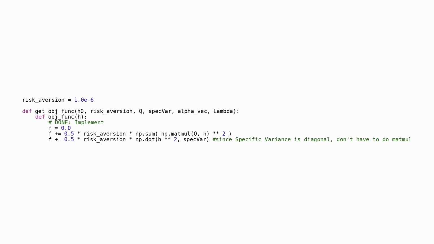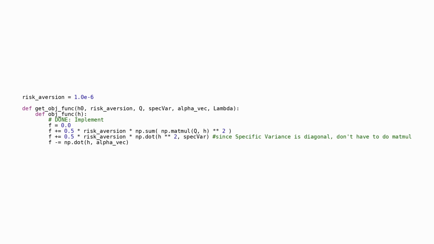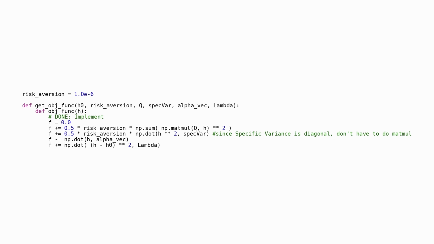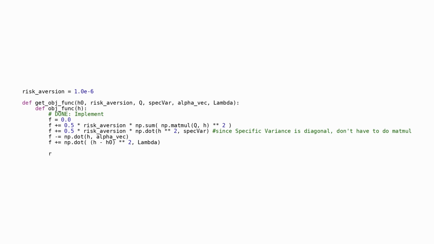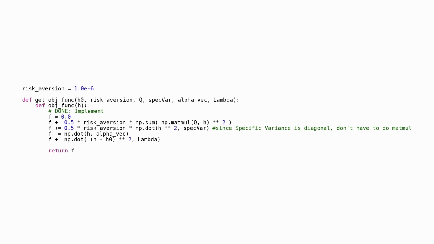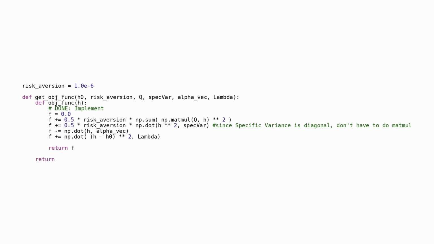In summary, the code sets up a function that, when called with a certain portfolio weight vector h, will calculate the expected risk-adjusted return of the portfolio, taking into account both the covariance of assets and their specific risks, and also encouraging solutions close to the initial portfolio through a regularization term. This kind of function is typically used in financial optimization problems to find the optimal portfolio that maximizes expected return for a given level of risk.